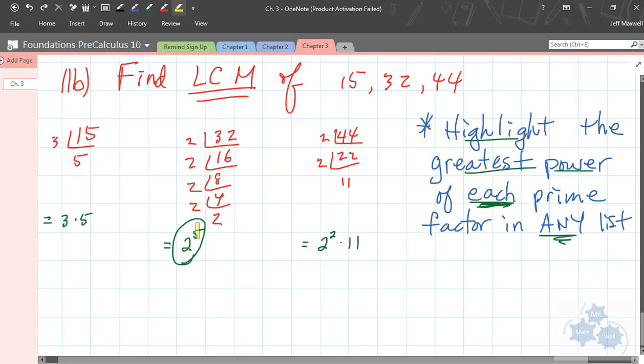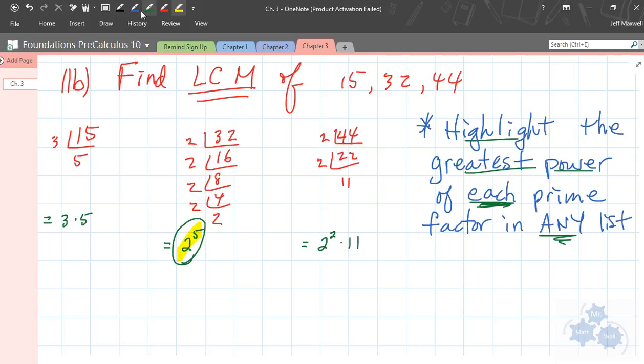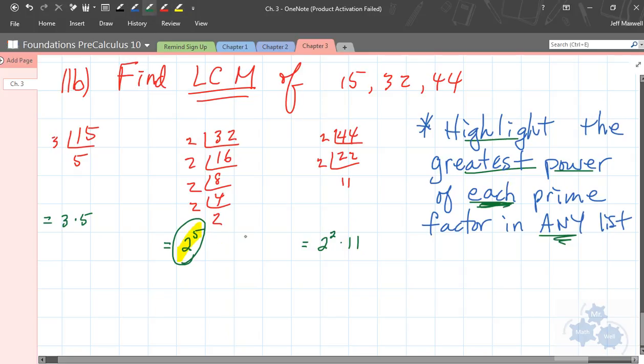Let's do that. What about 3? Well, is there a 3? There's a 3 here, and it's the only place that 3 shows up. So guess what? I'm going to highlight this one. And what's another one? 5, okay? I've got a 5 here. I don't have 5s anywhere else. So guess what? Got to highlight that one. You getting this pattern here? Okay? You understand how this is going?